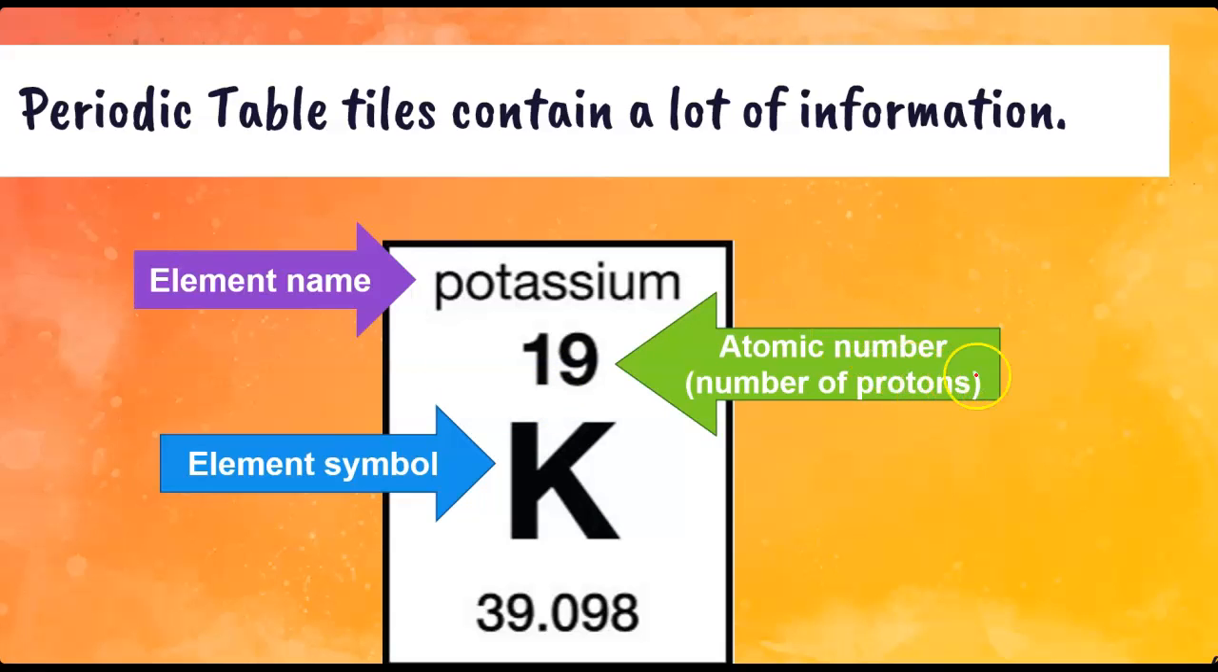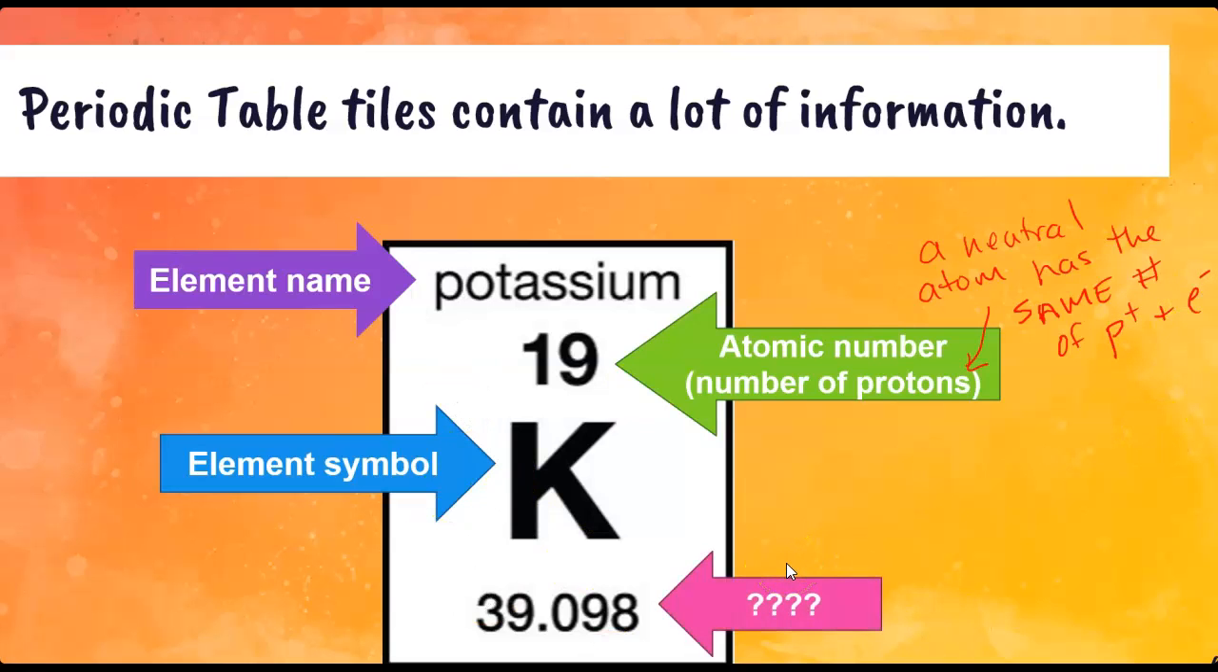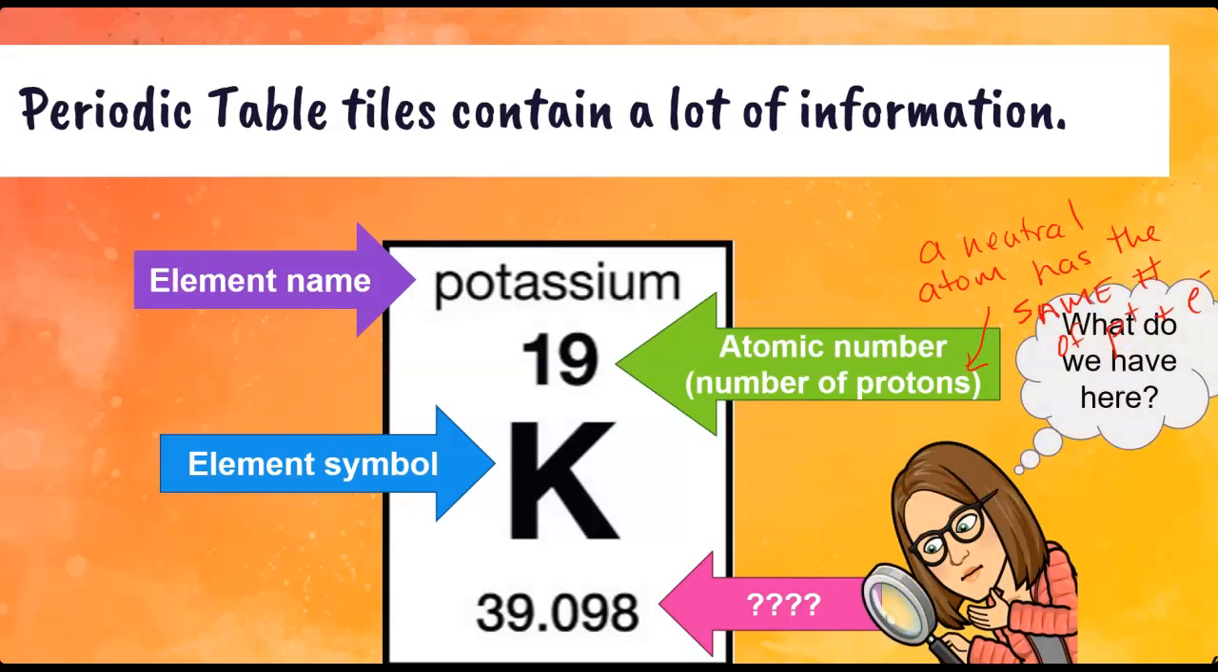And also, if you were there for a synchronous meet, we talked more about this, that a neutral atom has the same number of protons and electrons, right? That's what makes it neutral. And then finally, we have this number down here, and we haven't talked about that number yet. We're going to take a look at that right now.